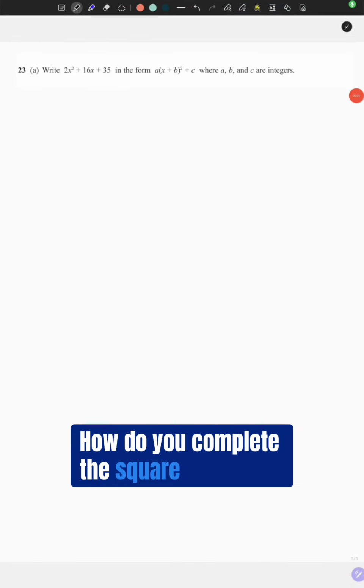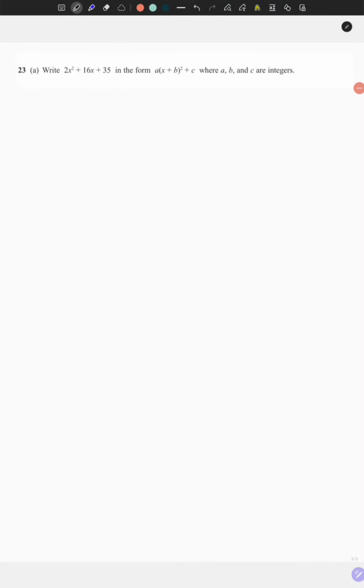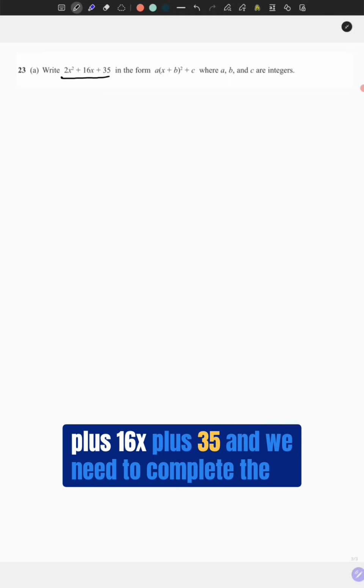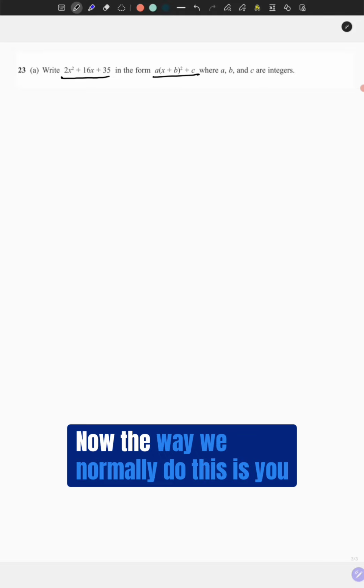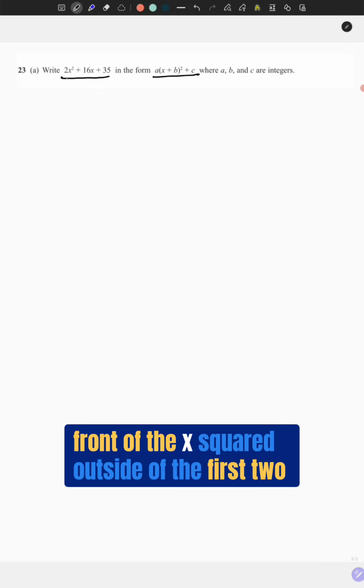How do you complete the square where there's a number in front of the x squared term? Let me show you. Okay, so we have 2x squared plus 16x plus 35, and we need to complete the square in this form. Now, the way we normally do this is you always take the number that's in front of the x squared outside of the first two terms.